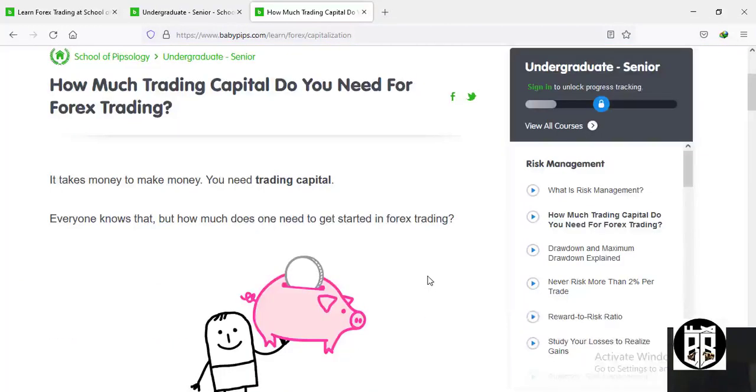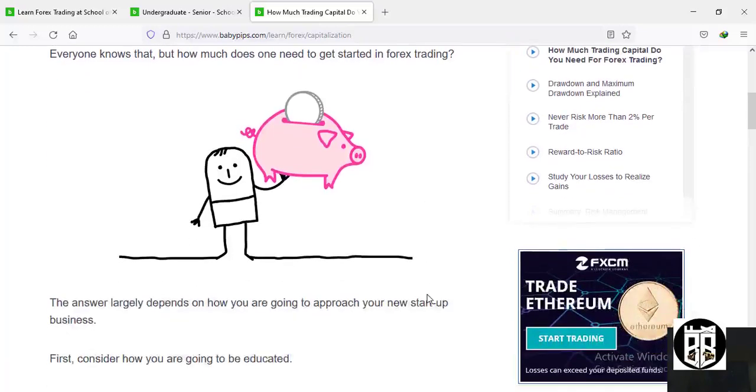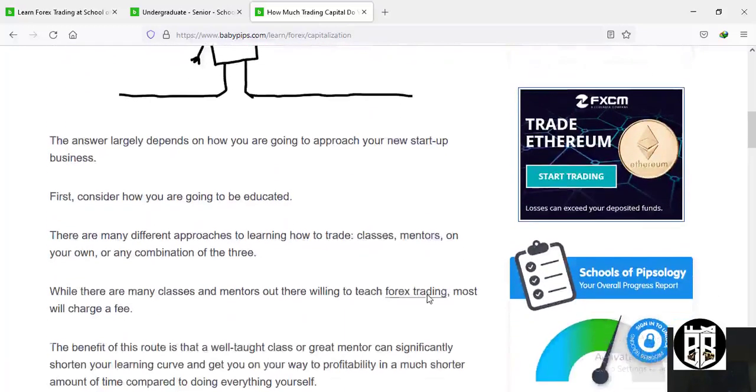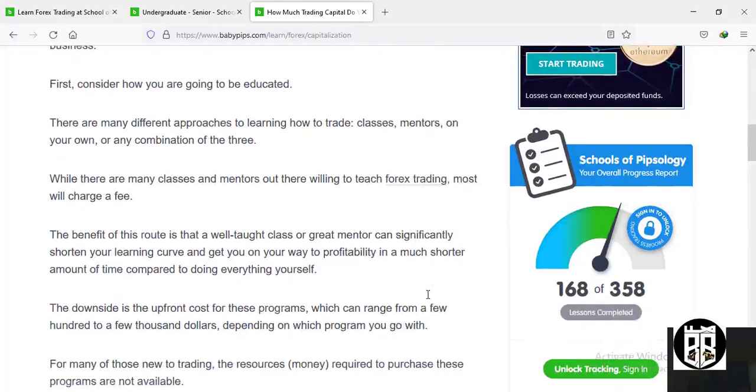So how much trading capital do you need for forex trading? Now the simple answer is this: it all depends on you. Why? Because you might want to do this on your own. You might want to get a mentor. You might want to get a class. You might want to buy some tools. You might want to buy some signals. It all depends on you.